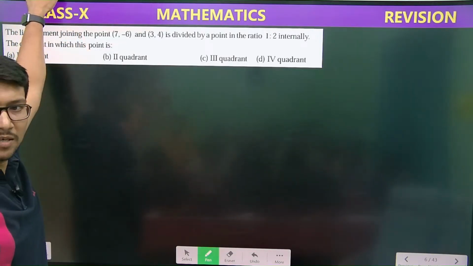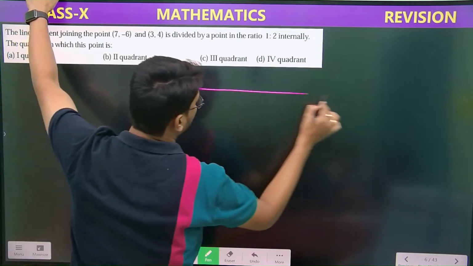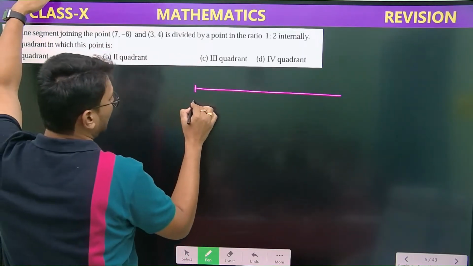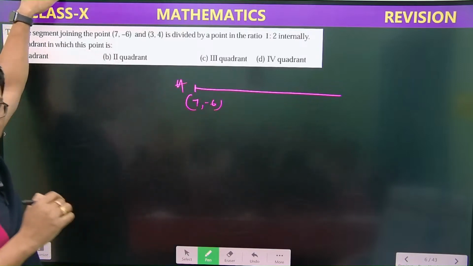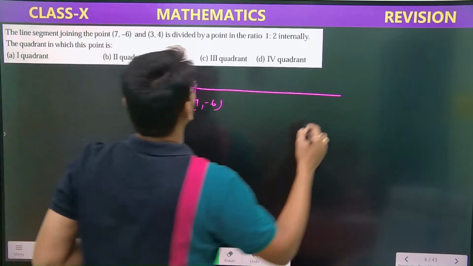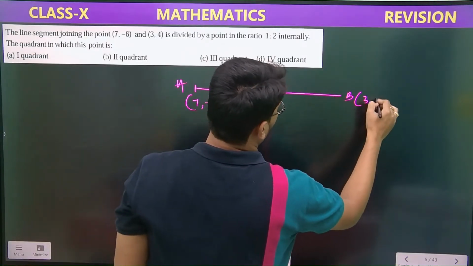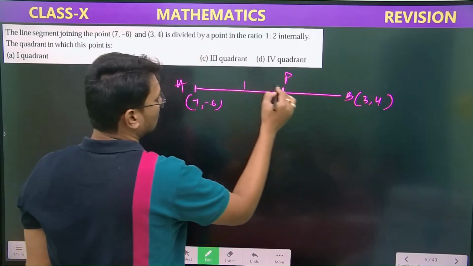Whenever you solve, it may be a short question, it may be a long question, draw the figure. Look here, children. Line joining the points 7, minus 6. And B is what? That is 3, 4, right? Now this is the point P which divides internally. It is 1:2.